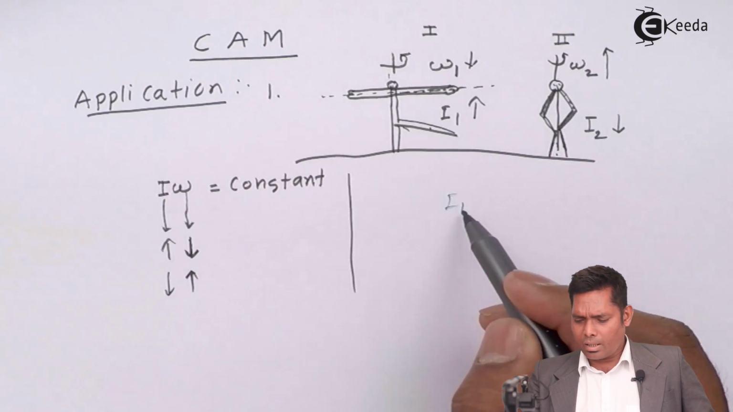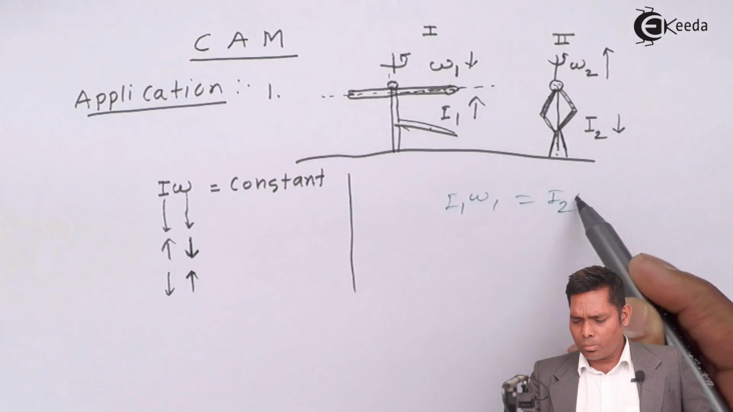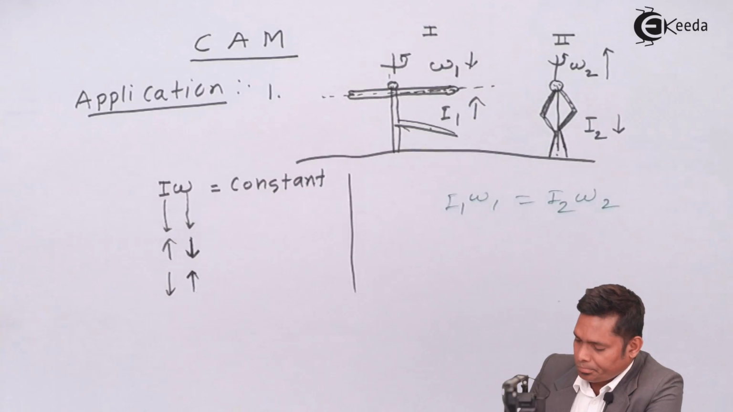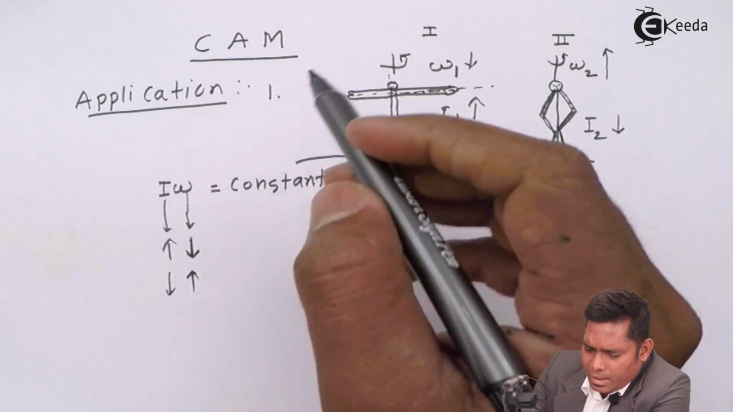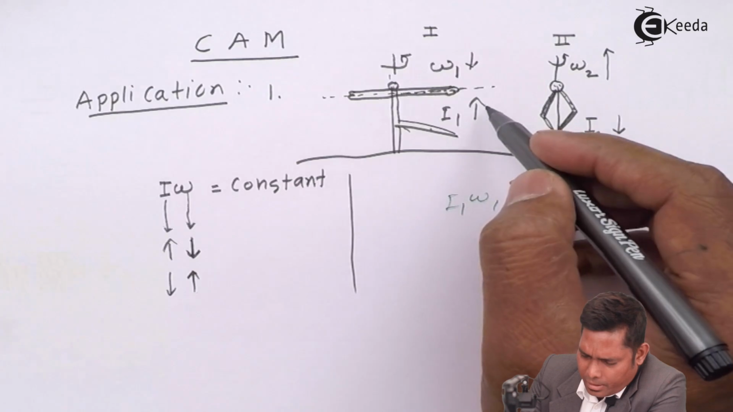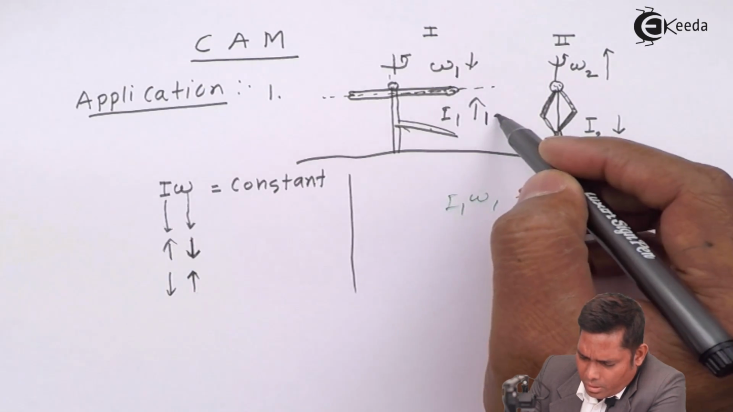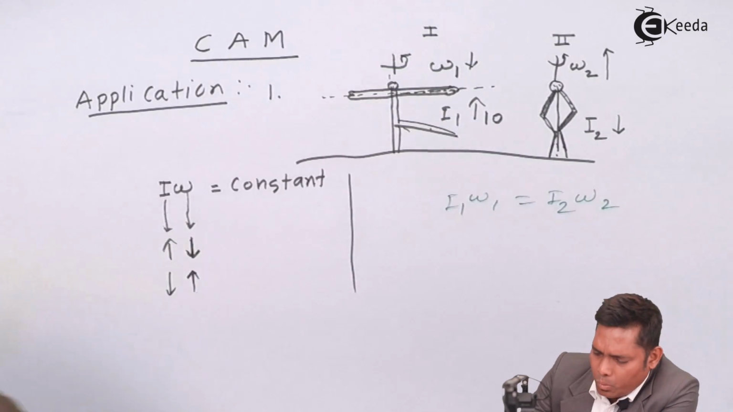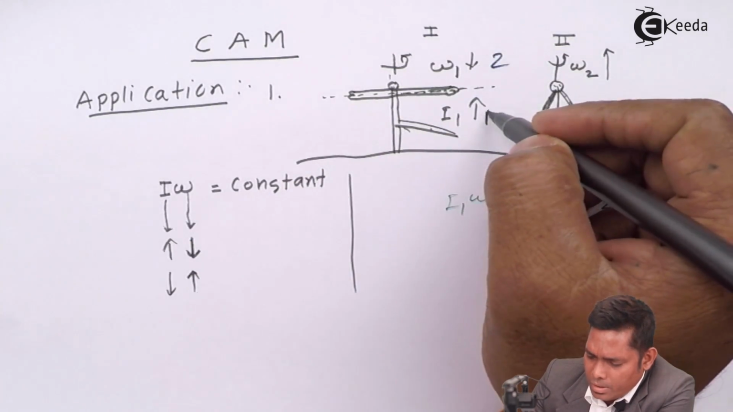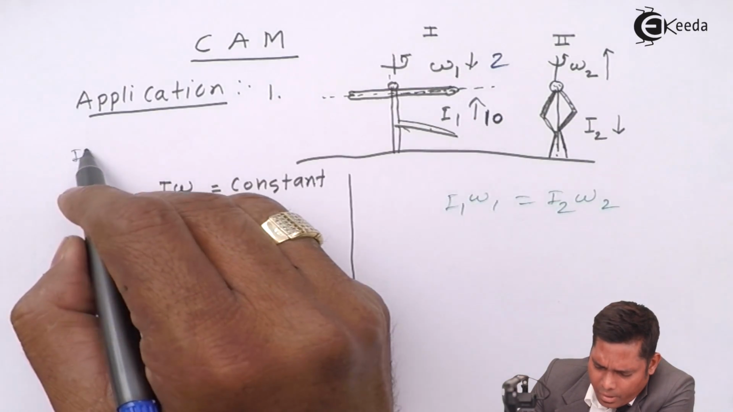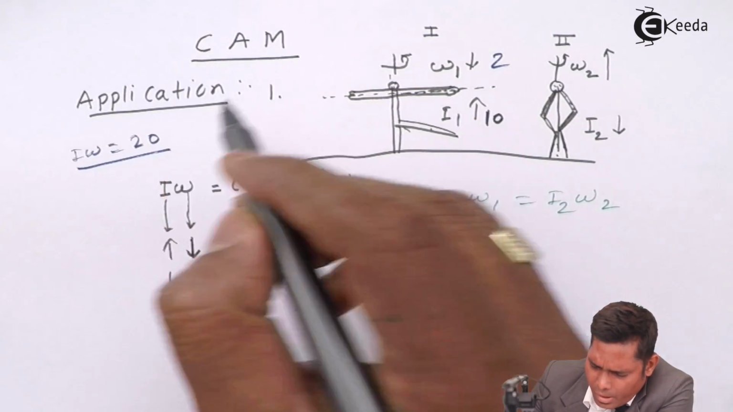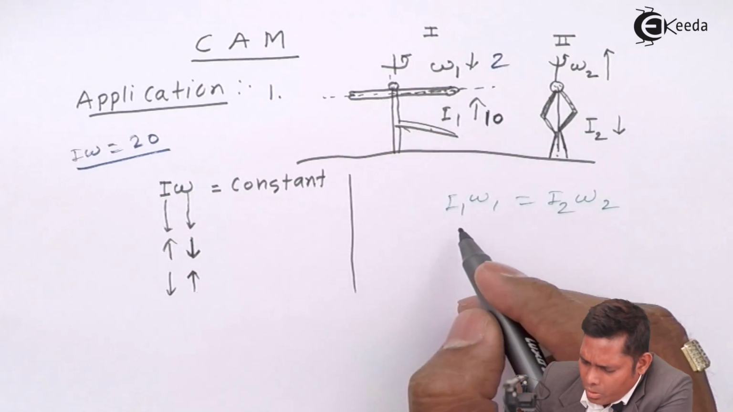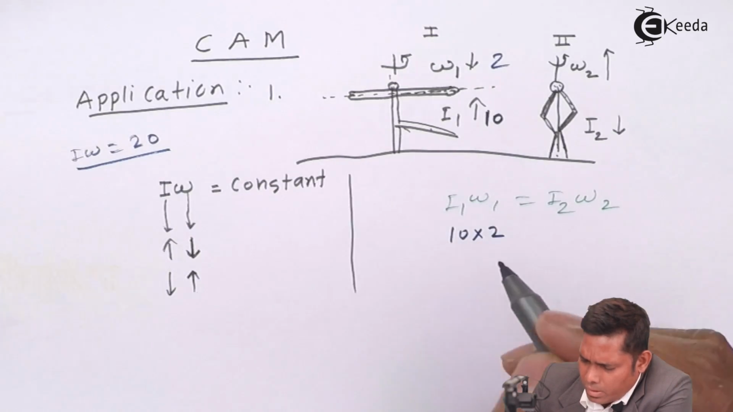So in this situation, I can write I1 omega 1 is always equal to I2 omega 2. I'll just give a number to make it understood. Suppose that I arbitrarily take this value as 10 and this value as 2. I omega is 10 into 2, which is 20.